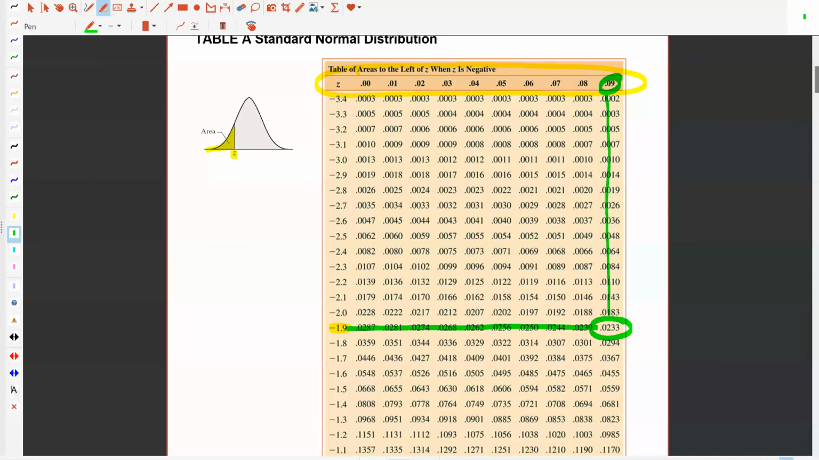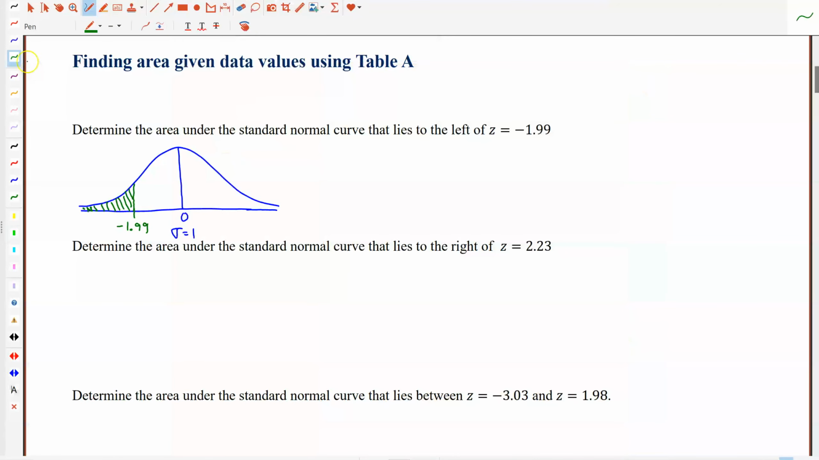So I'm going to go ahead and record that in my work. This area that we just found right here, this area is 0.0233. And we got that from using our table.